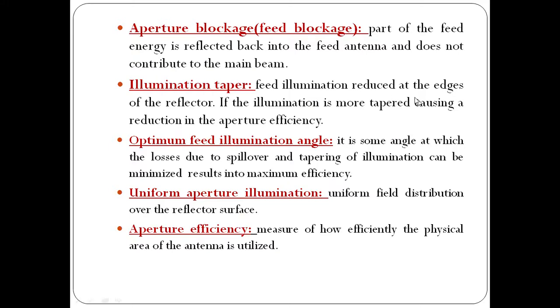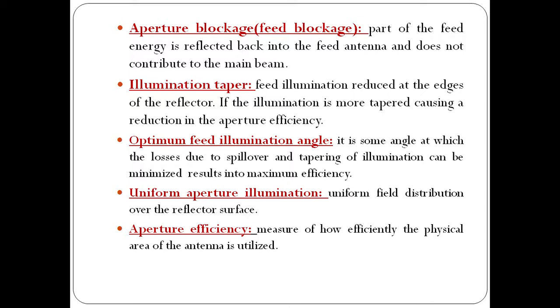What is aperture blockage? Just imagine you have a very large feed, and it is emitting some energy onto the reflector surface. If part of the feed energy is reflected back into the feed antenna itself, that creates a blockage, and the secondary pattern does not really get produced and does not contribute to the main beam due to the blockage.